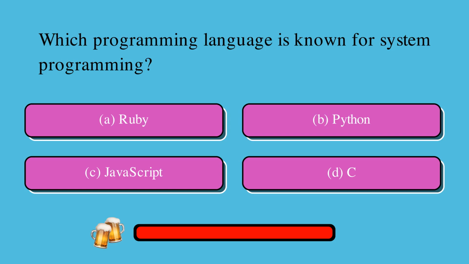Which programming language is known for system programming? Is it A, Ruby, B, Python, C, JavaScript, or D, C? The correct answer is D, C.